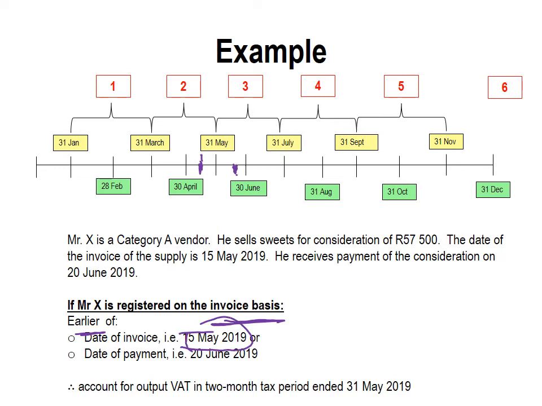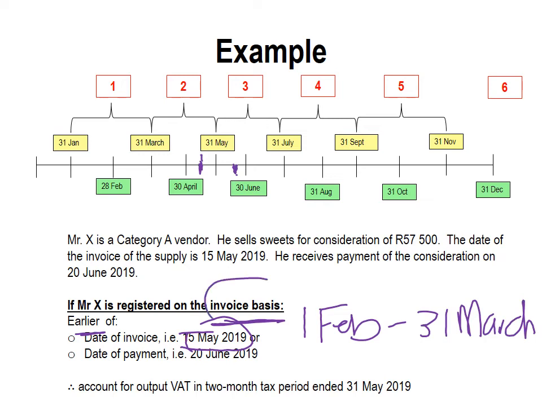It's that 15 May 2019, and that 15 May falls within the tax period starting on the 1st of February and ending on the 31st of March. So if he's registered on the invoice basis, we are not going to account for the VAT only once the payment is received. We are going to account for it on the earlier of payment or invoice. Our invoice is earlier, so SARS will be getting their output VAT for the 2-month tax period ended 31 May, and they don't have to wait until June.